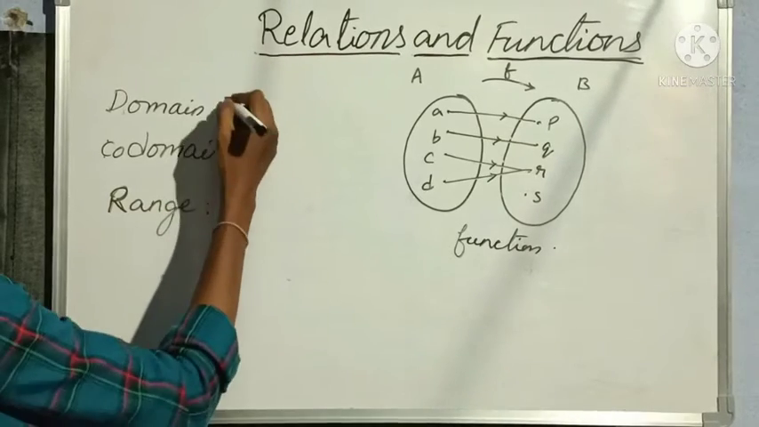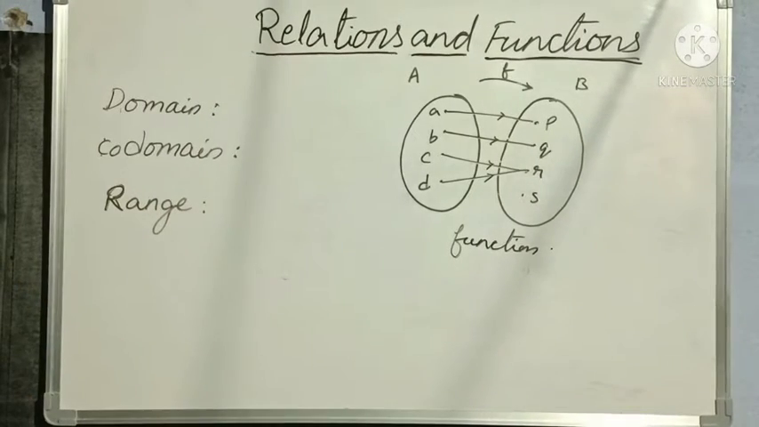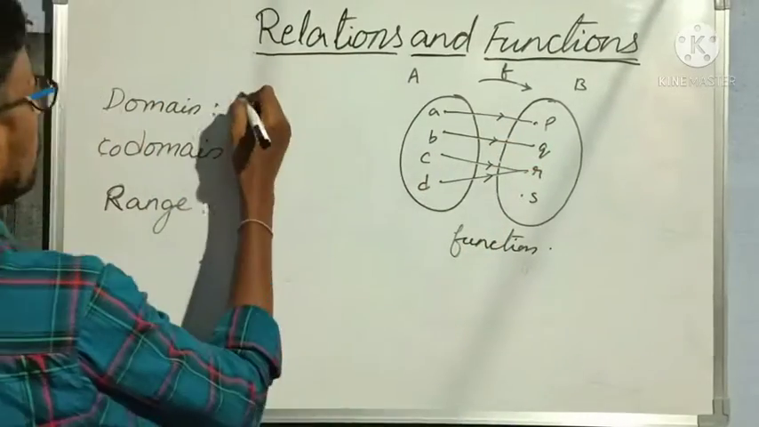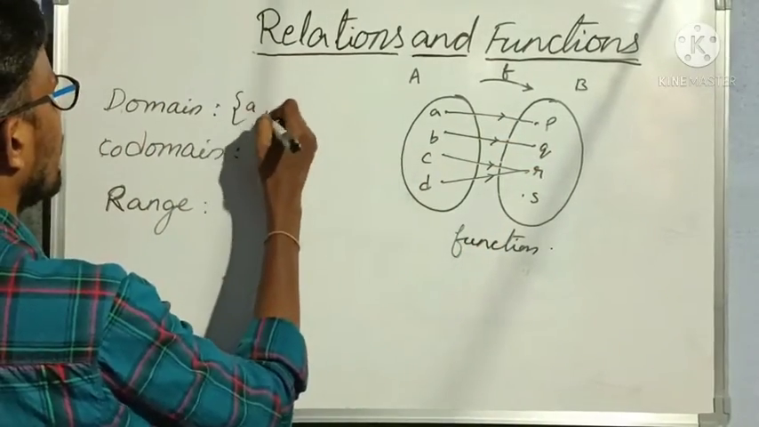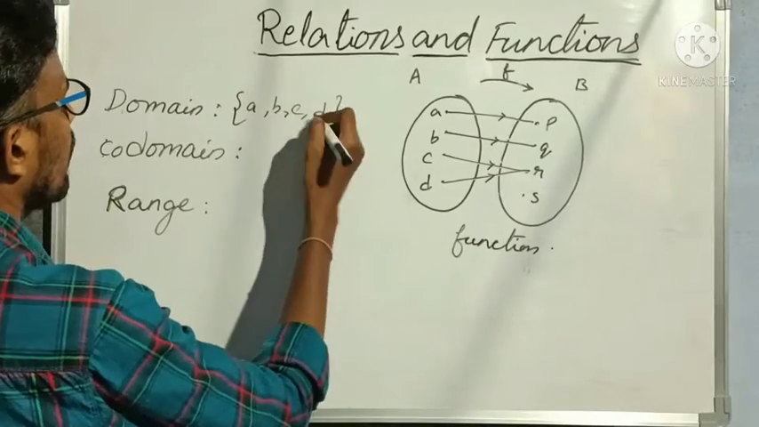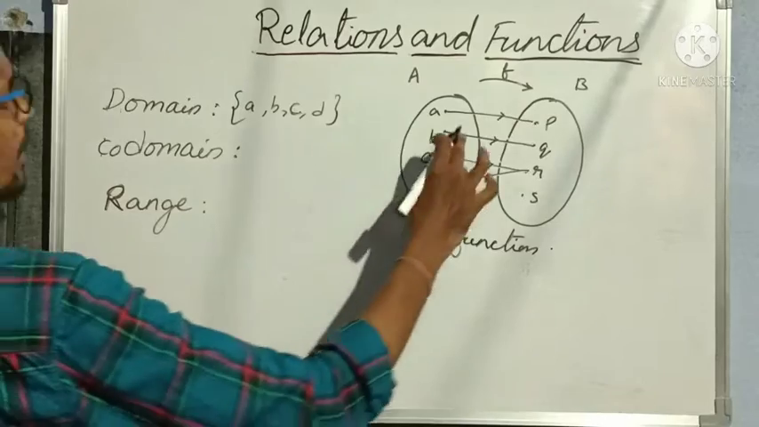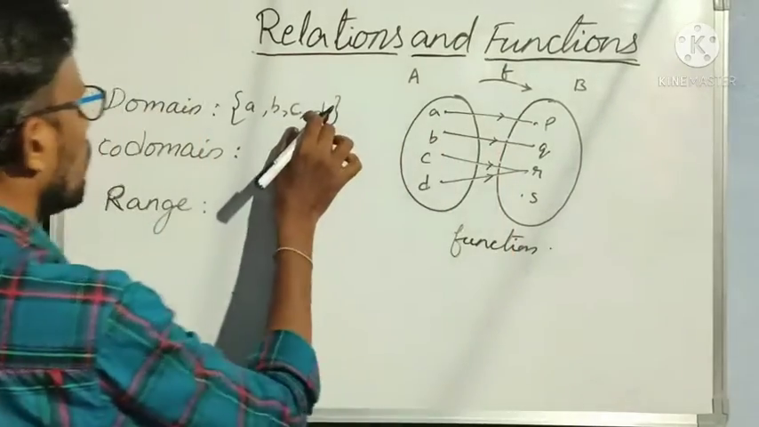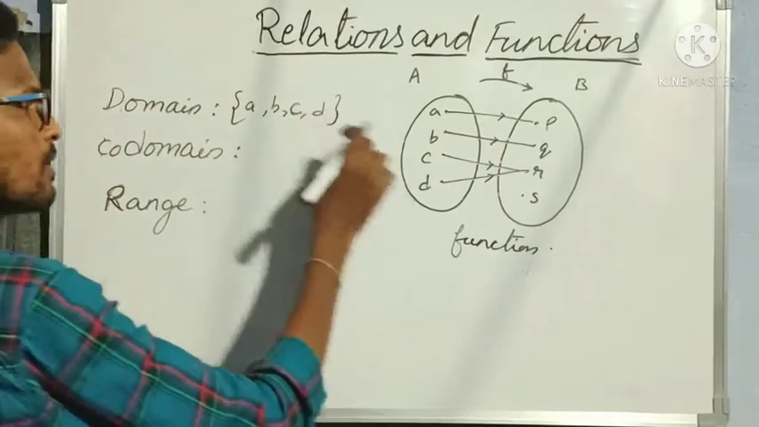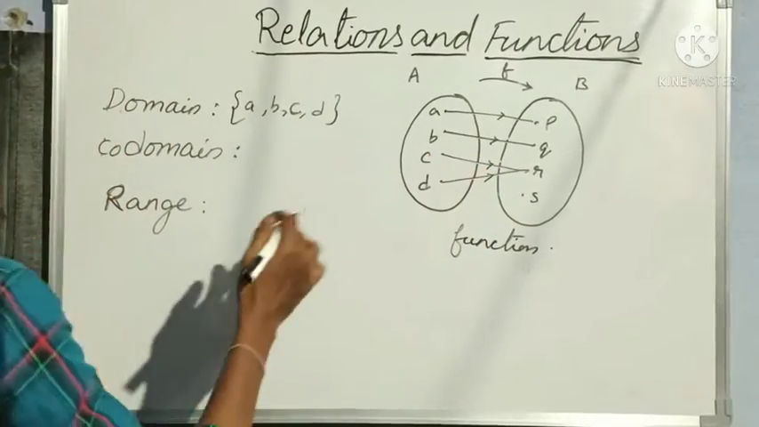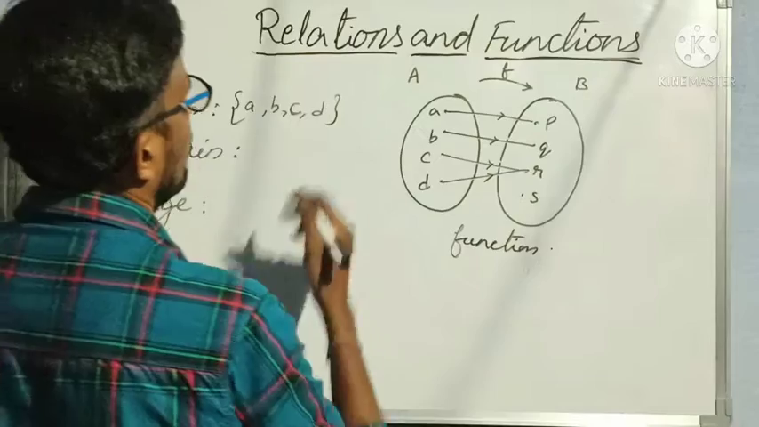This is very important. Domain is nothing but every element that is mapped here. So in the domain I will get the complete set A, that is A, B, C, D. Always in a function, all the elements of set A become the domain. Why? Because every element of A should be mapped. So that's why domain is nothing but all elements of A.